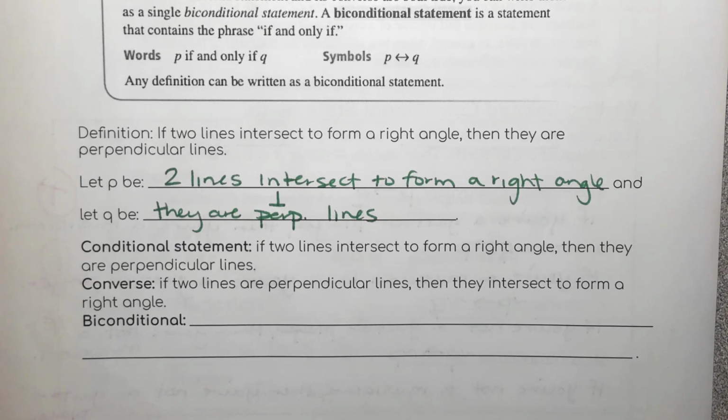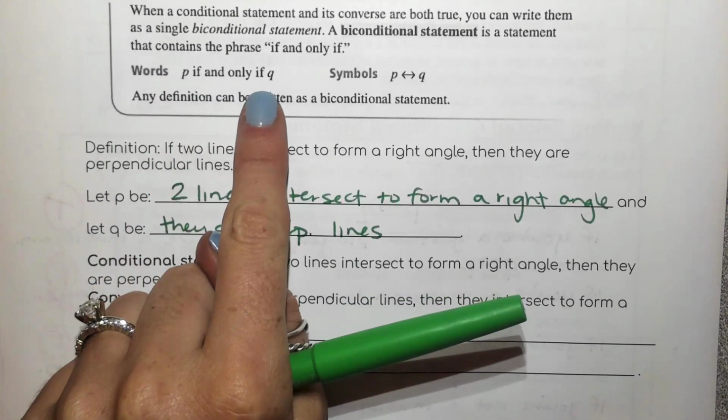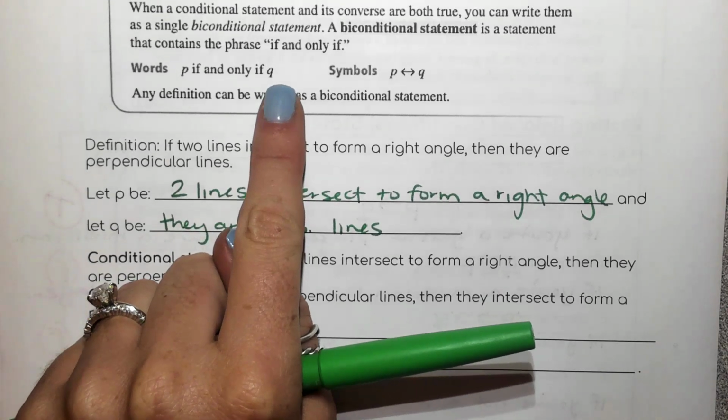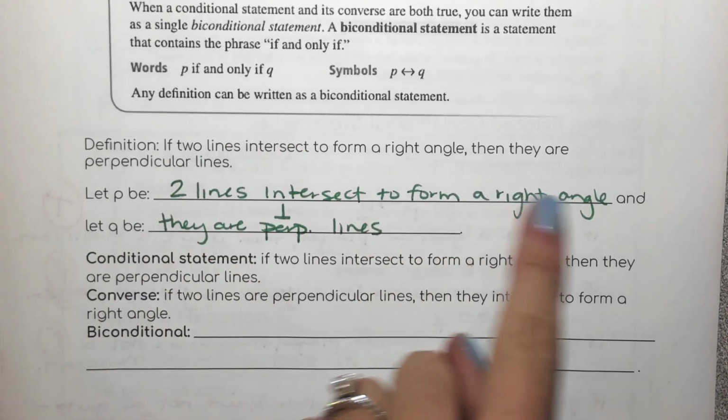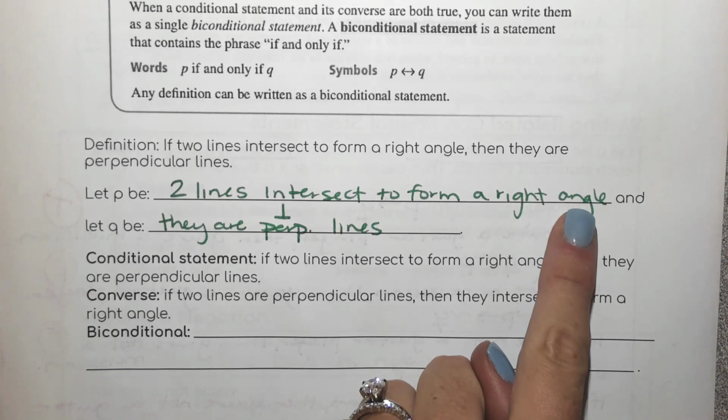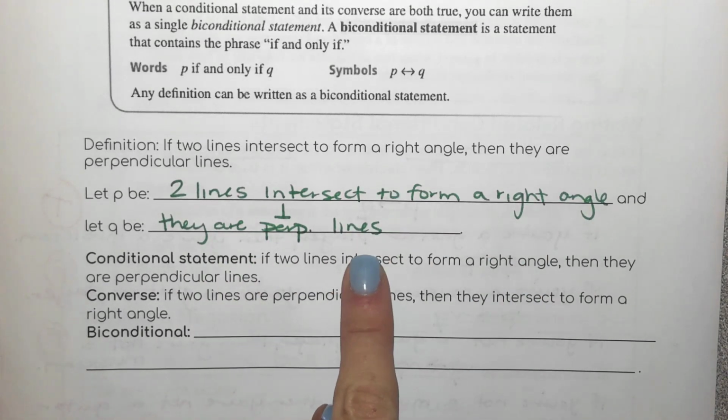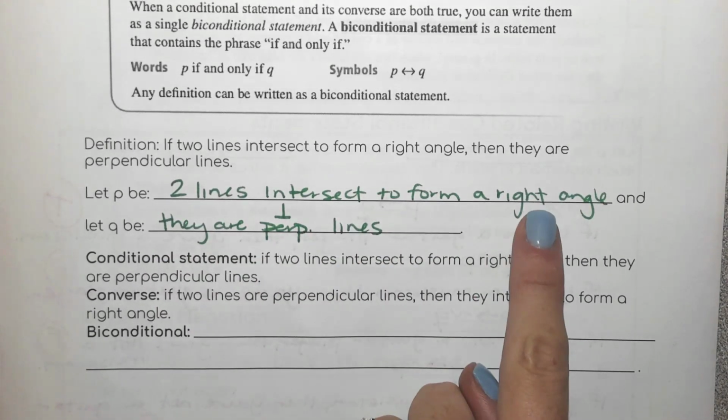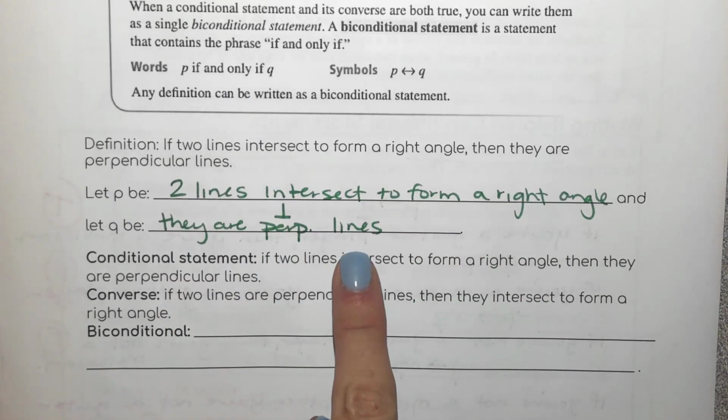The converse, which we wrote up above: if two lines are perpendicular lines, then they intersect to form a right angle. What would our biconditional read as? Remember, it's P if and only if Q. So here's P. Then we're going to say if and only if Q. So two lines intersect to form a right angle, if and only if they are perpendicular.